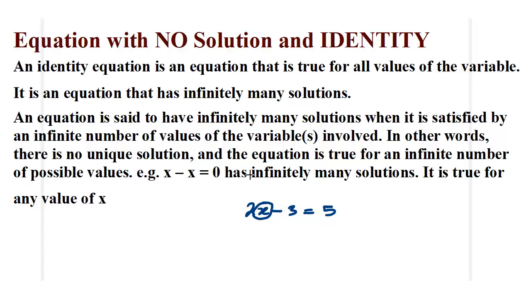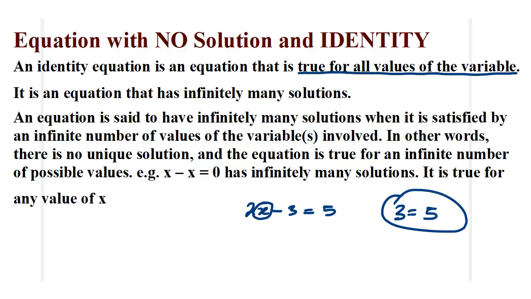So that is that about that. Maybe at the end of it, I get 3 is equal to 5. There is no value of x that is being determined. However, there are cases whereby we have an equation that has infinitely many solutions, and such an equation is known as an identity. So I define an identity equation as an equation that is true for all values of the variable.